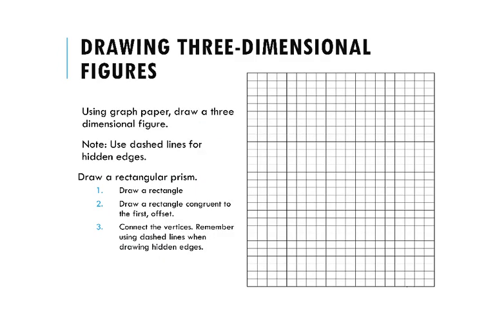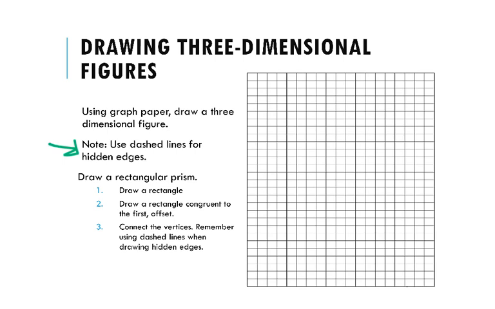So for this next part, if you have graphing paper, that would help. If you print out the notes, I did give you this. Another thing you're going to need is a ruler. Okay, and I do put the little note here, use dash lines for hidden edges. So what we're going to do first is draw a rectangular prism.